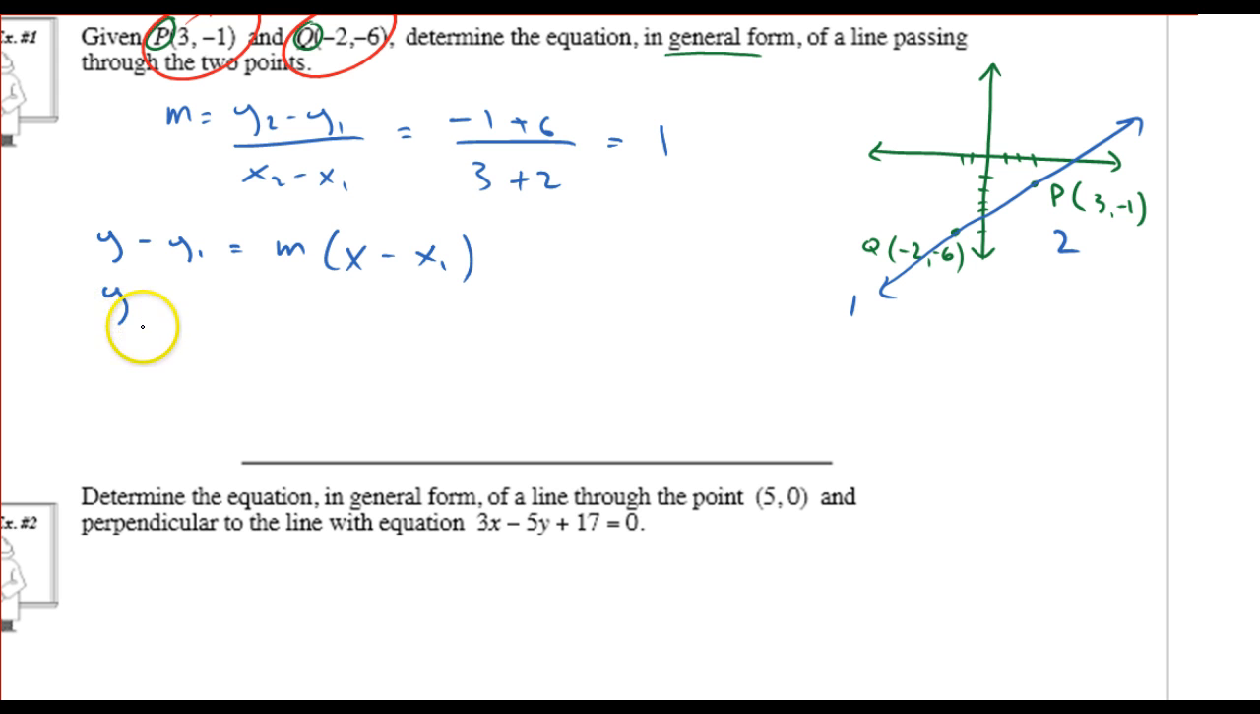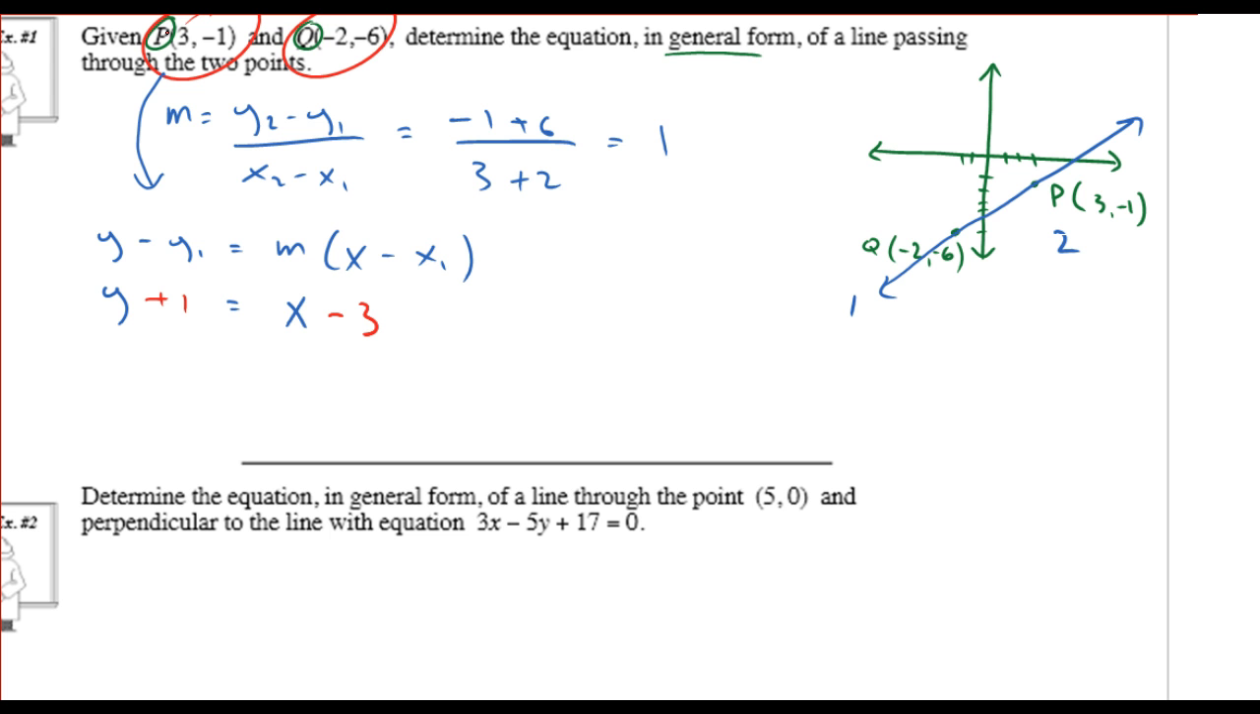So y, all right, which coordinate am I going to use? So it doesn't matter. You can use either one of these two. I'll use this one over here. So it's going to be y plus 1, equals, and then the slope is going to be 1, so I'm not even going to write it down. And I don't need my bracket if there's nothing there, so x minus positive 3 there, so it's going to be x minus 3. Okay, so that coordinate 1 and 3 comes from the point P up here.